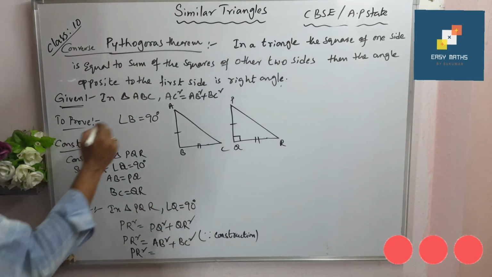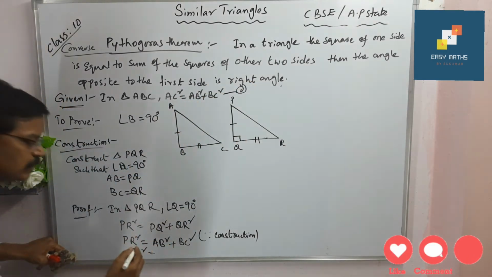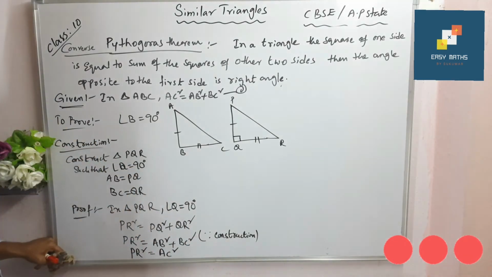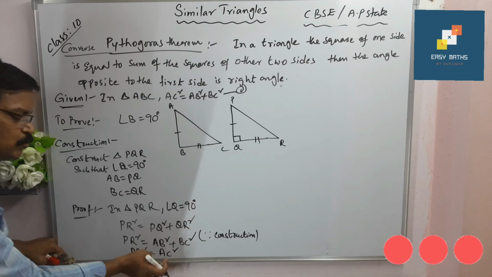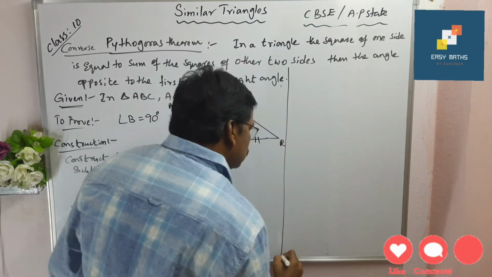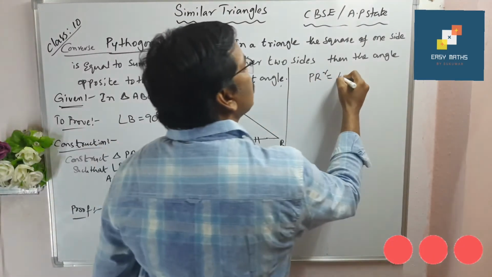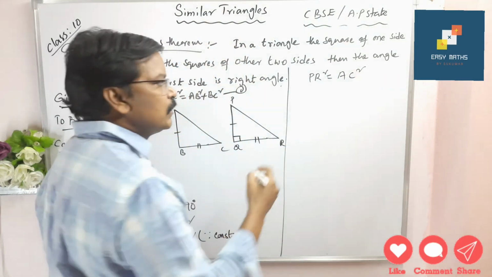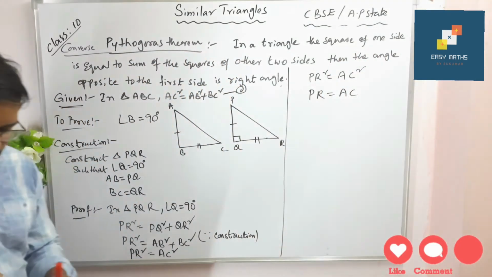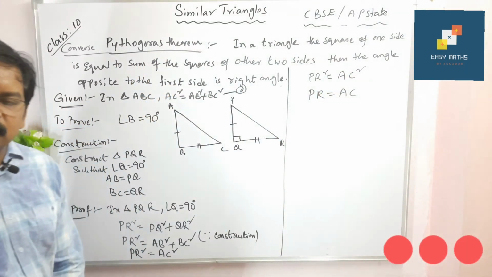See my dear students, in the given, AB square plus BC square is equal to AC square. That means instead of AB square plus BC square, what do you write? AC square. So you can write AC square. That means PR square is equal to what? PR square is equal to AC square. Therefore PR is equal to what? AC. PR and AC are equal.